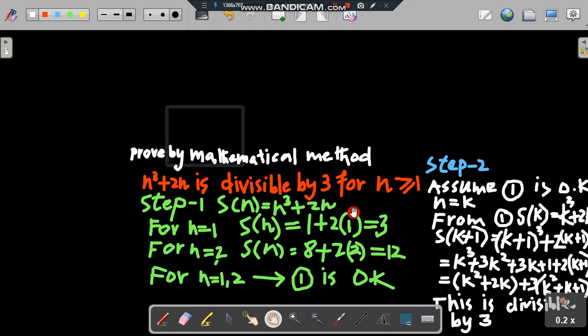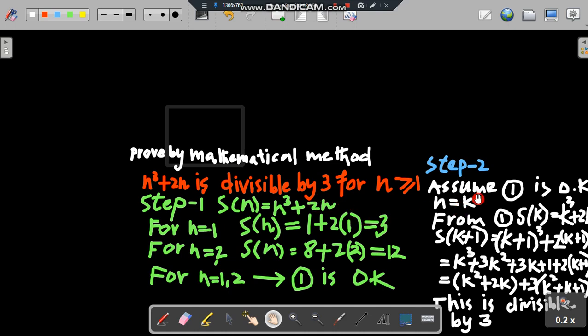So this way of solving the problem: by step 1, for n is equal to 1, the given fact is satisfied. The given fact is that S of n equals n cube plus 2n is divisible by 3. This is a fact. For n is equal to 1, we have to prove that. For n is equal to 2, we have proved that. Right. Now we are assuming that for n is equal to k, equation number 1 is satisfied.